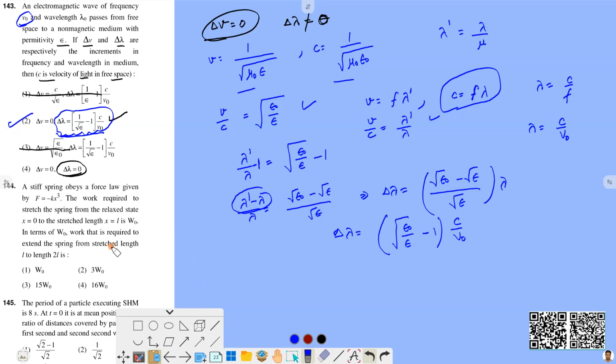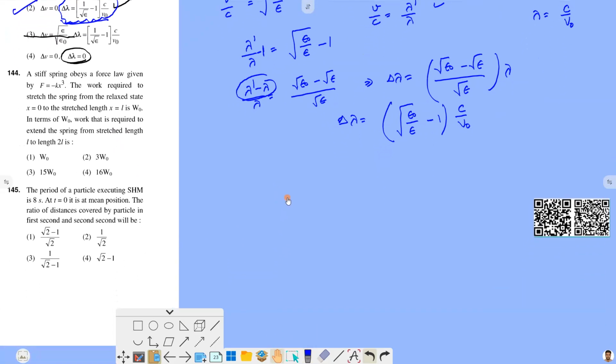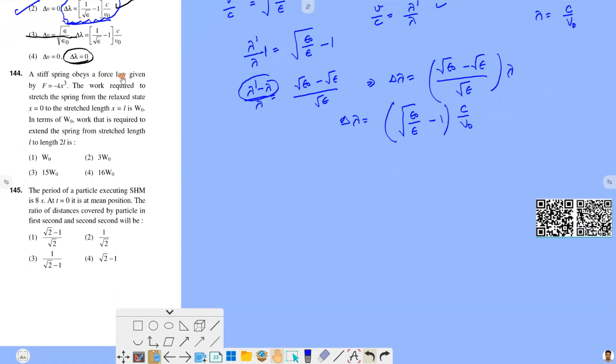Now moving ahead to question number 144. A stiff spring obeys the force law given by this relation. Work required to stretch the spring from the relaxed state from x0 to xl is W node. In terms of W node, what is the work required to extend the spring from stretch length L by 2 to L? So we know that work done is equal to the integral of f dot dx. So here W will be the integral of minus kx cube dx.